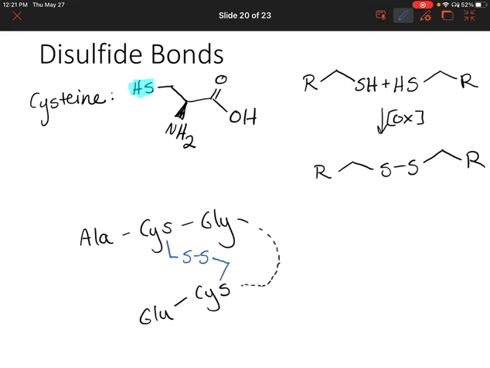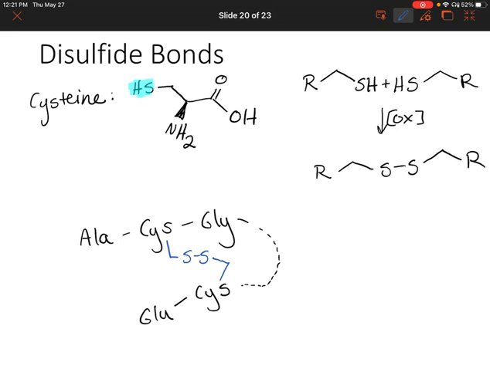There are a lot of peptides that exhibit this behavior. One of them is oxytocin, if you've heard of oxytocin before. Oxytocin is really important. It's a hormone that regulates our emotions, and that does have disulfide bridges.